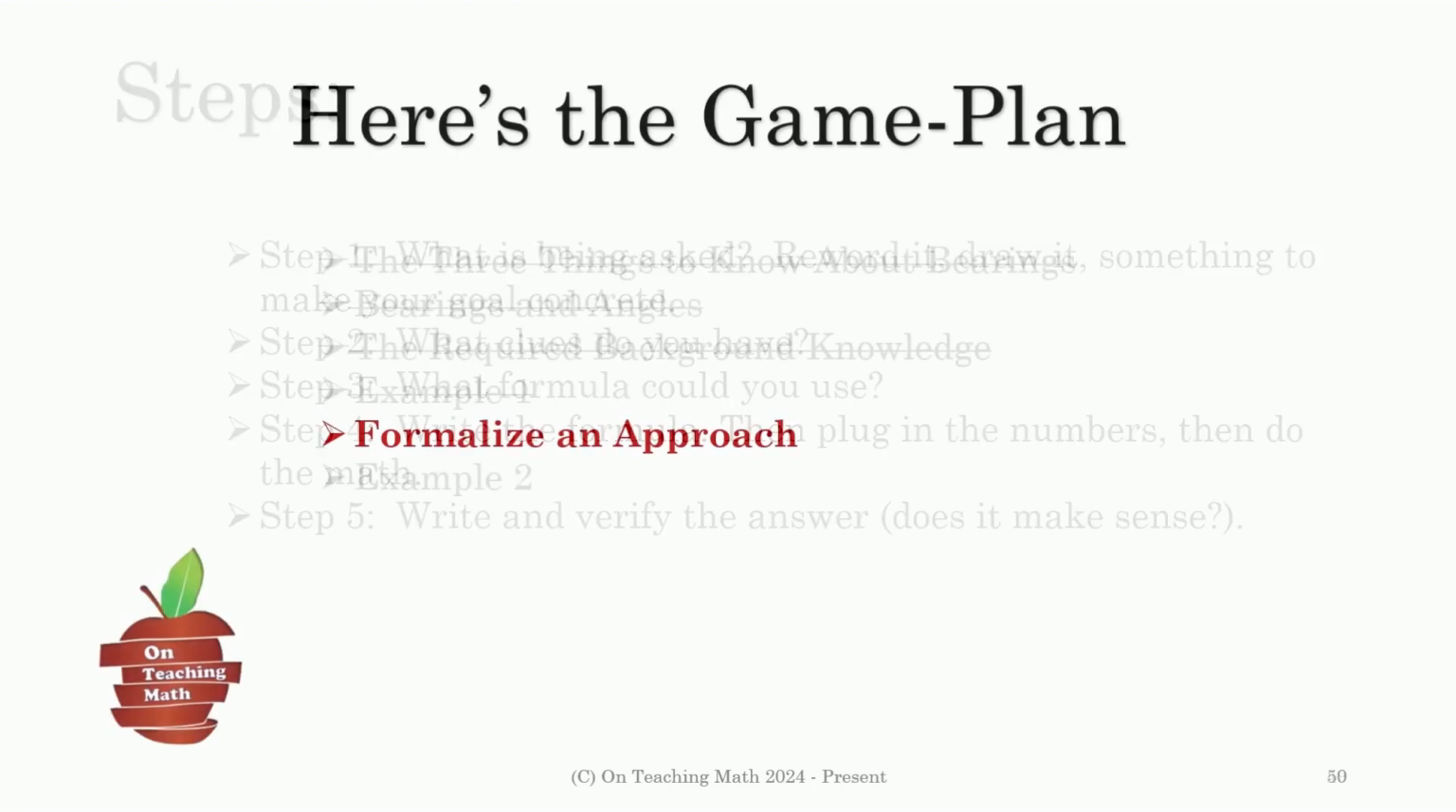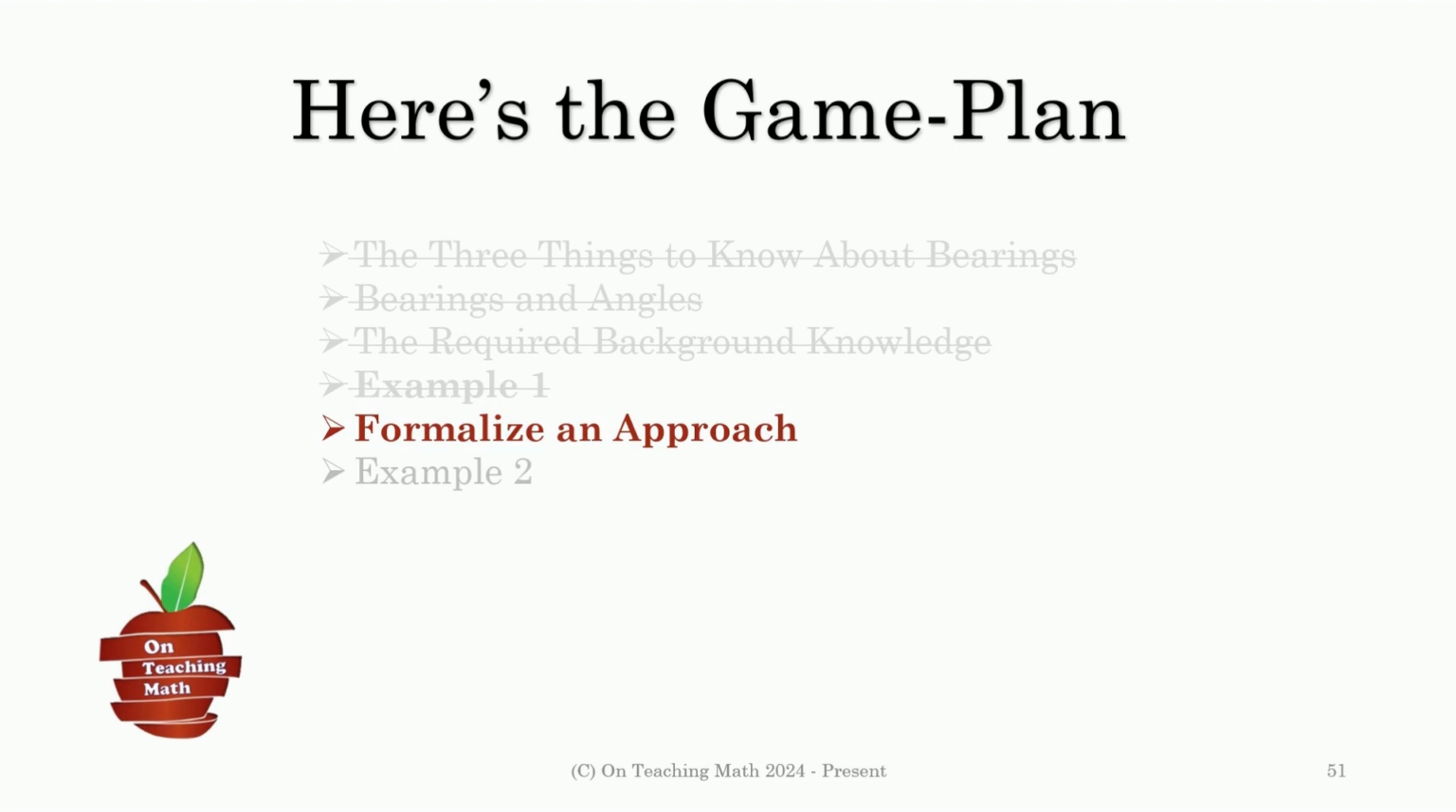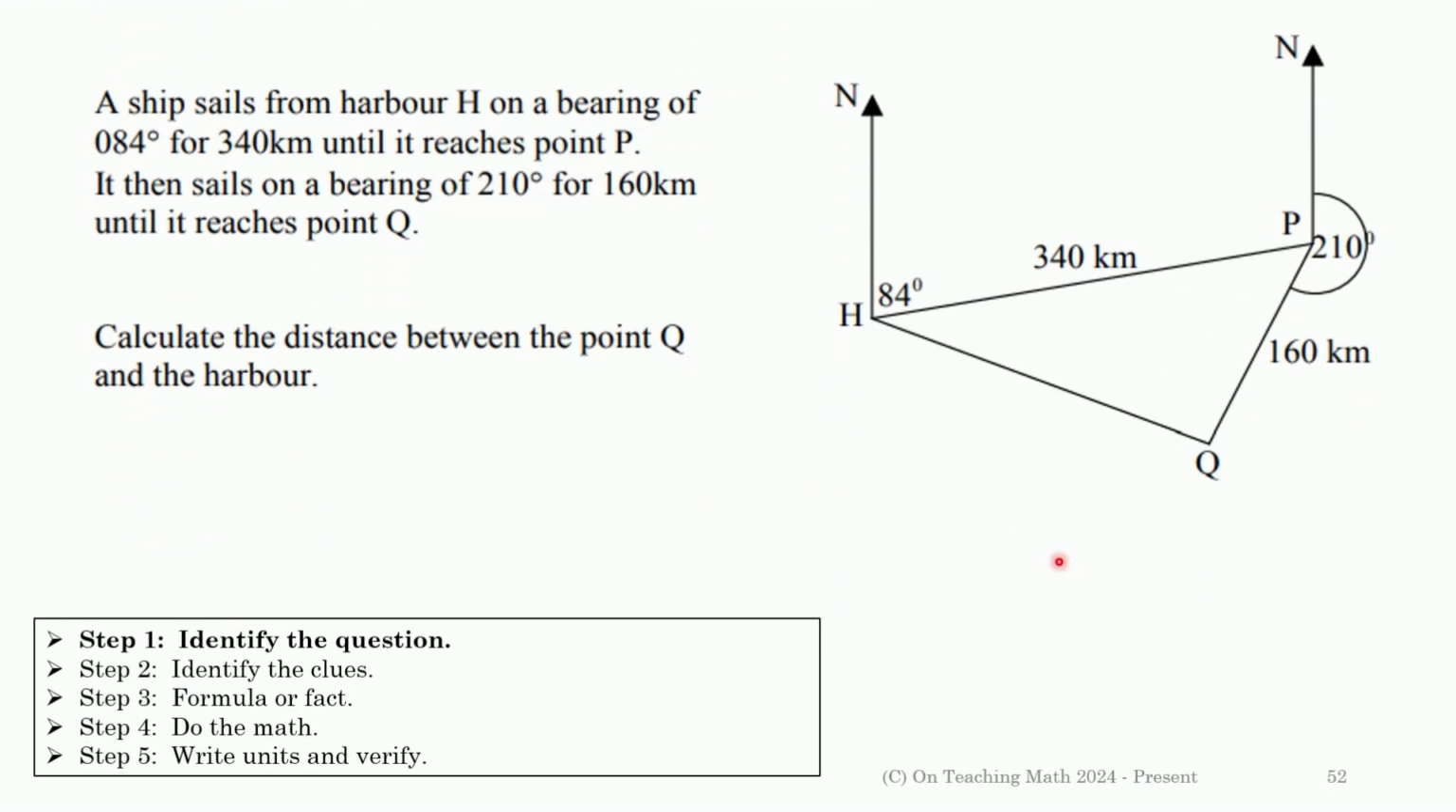So let's go ahead and try those steps in example number 2, shall we? So we've got a ship. It's sailing from a harbor that's spelled in the fancy British way with that extra U. Anyway, the harbor's at H. The ship leaves at 84 degrees, the bearing of 084, for 340 kilometers till it gets to P. Then it turns 210 degrees for 160 kilometers till it gets to Q.